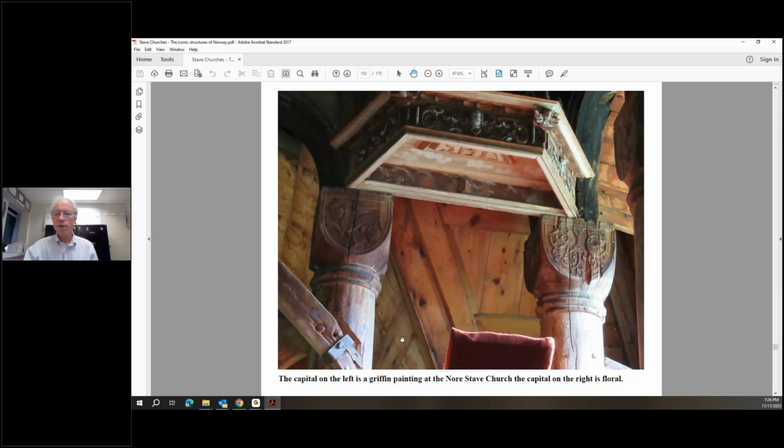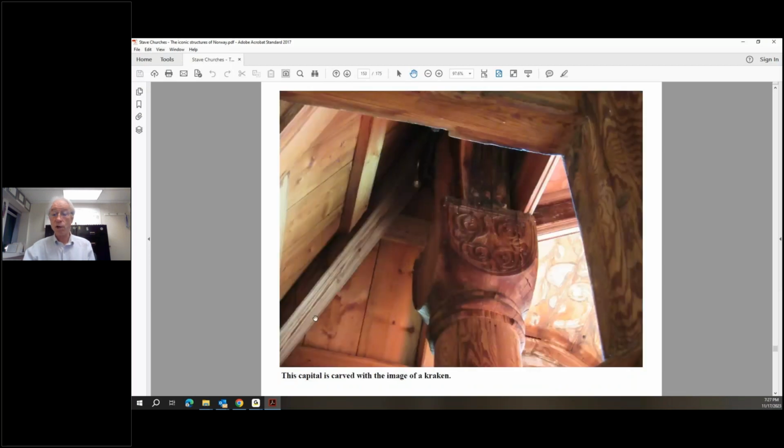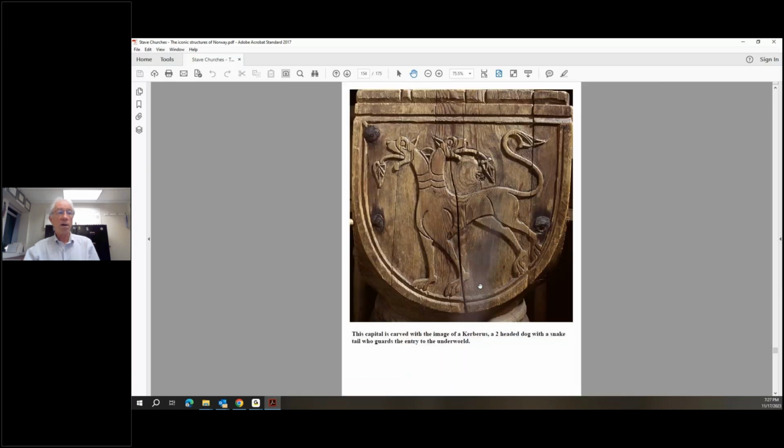All right. There's griffins. There's humans. There are centaurs. There are kraken. So here's an image of a kraken. So there's these mythological beasts, and this is Kerberos, we call it Cerberus, the two-headed dog that protects the doorway to the underworld.